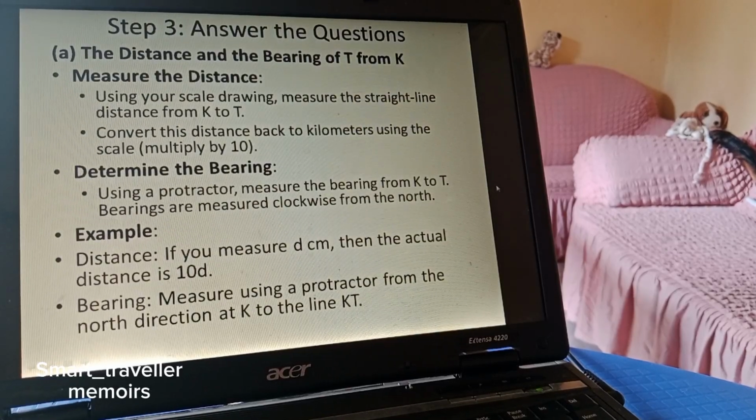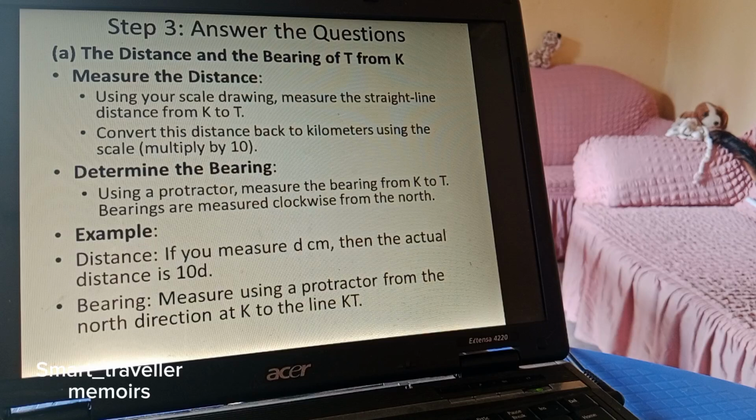The distance and the bearing of T from K. Measure the distance. Using your scale drawing, measure the straight line distance from K to T. Convert this distance back to kilometers using the scale, multiplying by 10. Determine the bearing. Using a protractor, measure the bearing from K to T. Bearings are measured clockwise from the north.